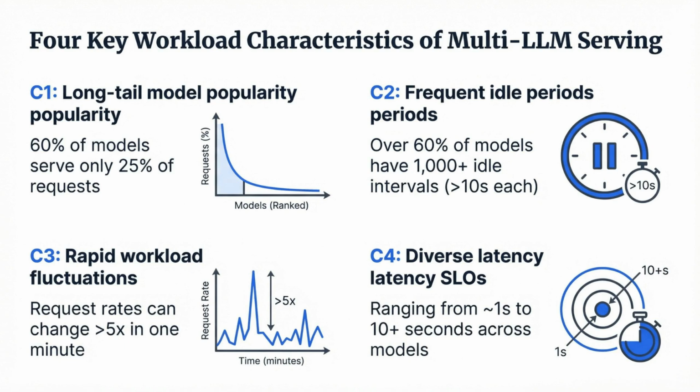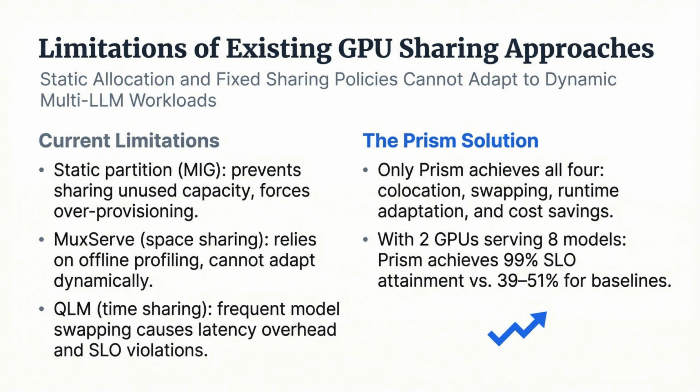But how do current GPU sharing approaches fall short? Existing GPU sharing approaches simply can't adapt to these dynamic, multi-LLM workloads. Static partition methods, like MIG, waste capacity. Space sharing systems, like MuxServe, cannot dynamically adjust. Time-sharing systems, such as QLM, incur high latency overhead from constant model swapping. None of these offer the flexible, runtime adaptation needed. This is where Prism comes in, achieving superior SLO attainment compared to baselines.